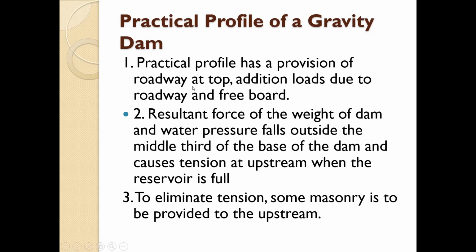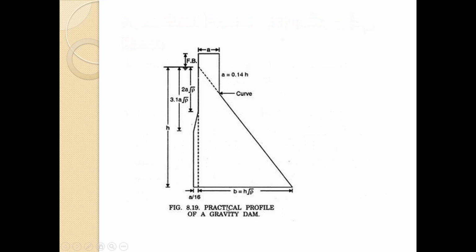Now the practical profile of the gravity dam. The practical profile has a provision of a roadway at the top, with additional load due to the roadway and freeboard. Then the resultant force of the weight of the dam and water pressure falls outside the middle third of the base of the dam and causes tension at the upstream when the reservoir is full. To eliminate the tension, some masonry is provided at the upstream side. So this is the practical profile of the gravity dam. So this force has been increased over here and this has been added over here.